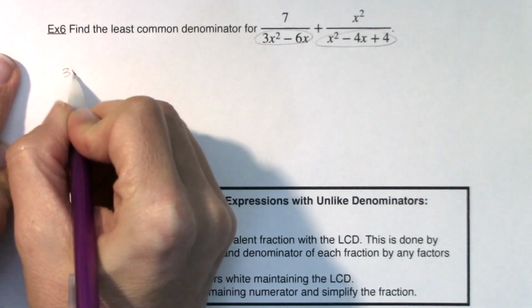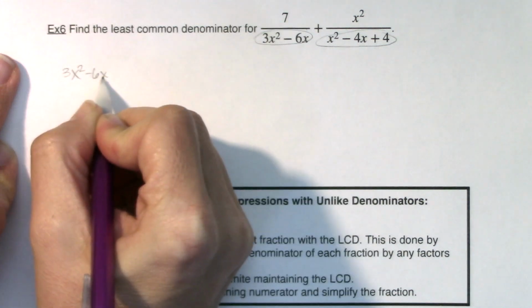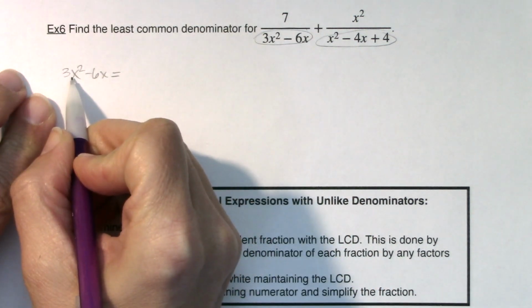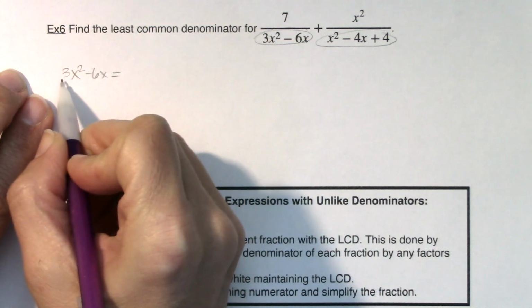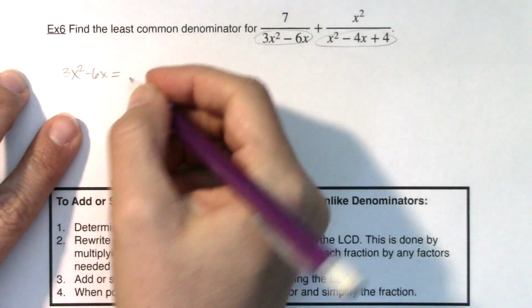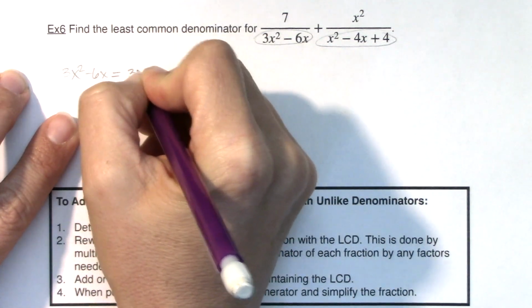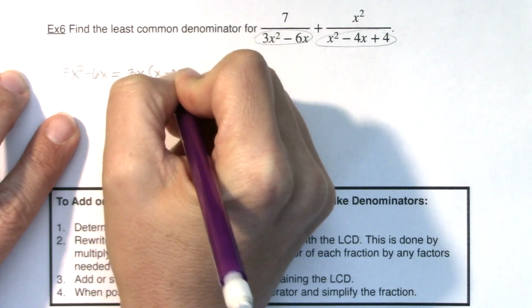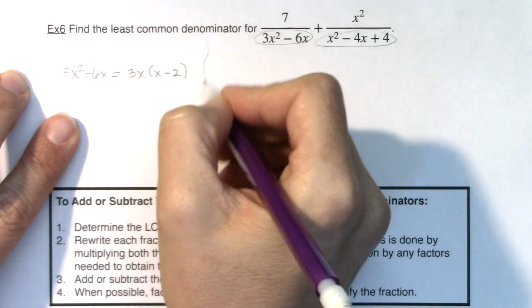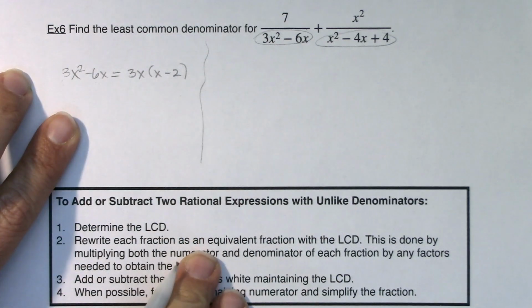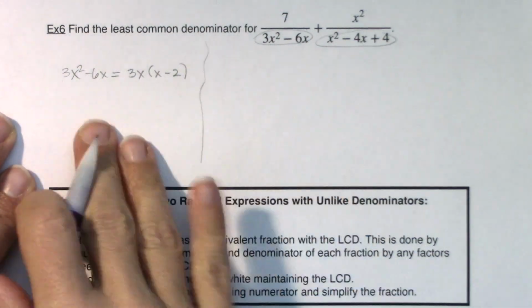So when I look at 3x squared minus 6x, I can see they have an x in common, so I can take that out. And they also have a 3 in common. So I'm going to factor out the GCF. I'm going to get a 3x, and we're going to go x minus 2. And let me just put a little division bar, just so we have separation here.